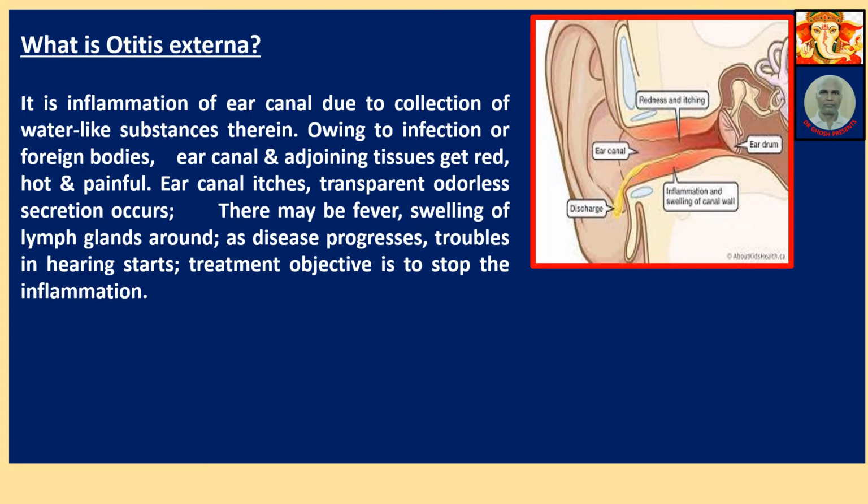What is otitis externa? It is the inflammation of the ear canal due to collection of water-like substance therein. This is the ear canal, from this to this, and this is the pinna. Owing to infection or foreign bodies, the ear canal and adjoining tissues get red, hot, painful. The ear canal itches, and a transparent, odorless secretion occurs. There may be fever, and swelling of lymph glands around the ear. There are so many lymph glands; they may be swollen up. As the disease progresses, trouble of hearing generally starts. The treatment objective is to stop the inflammation. This is a very simple thing. There are so many medicines in all the different pathies.